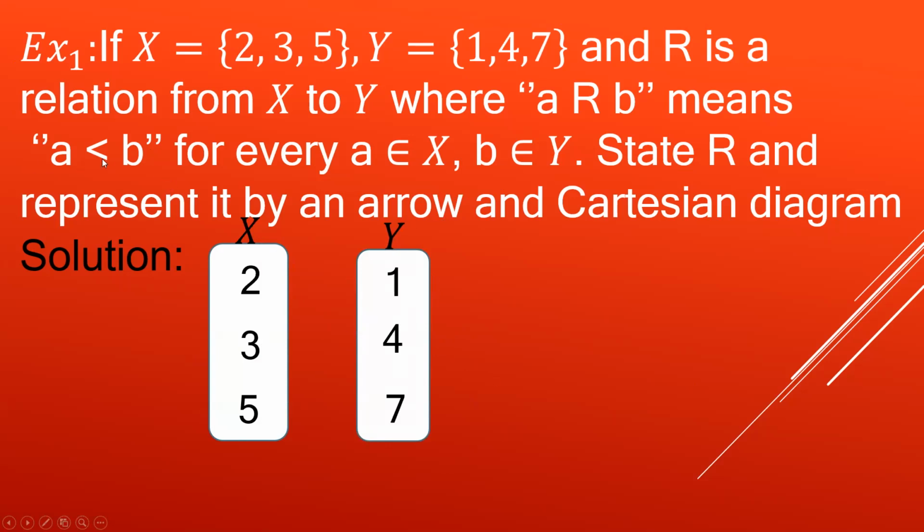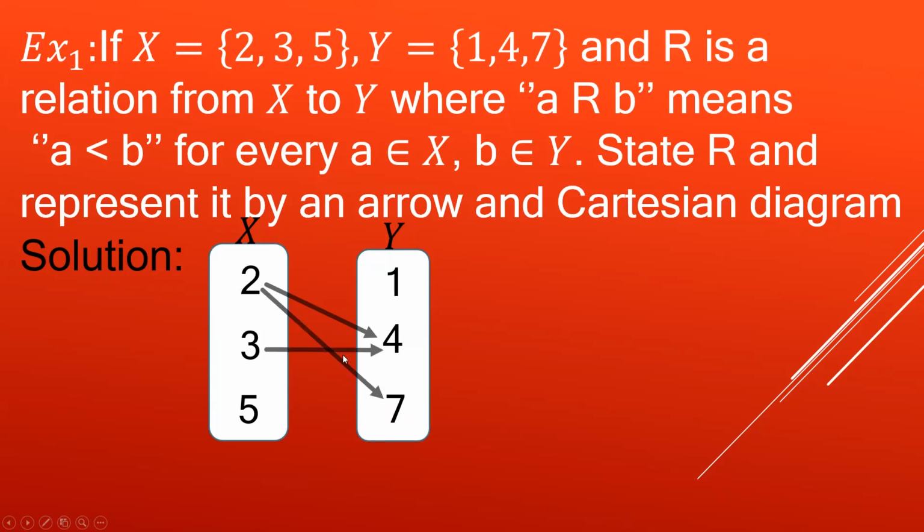Look at the condition here. A less than B means the first projection must be less than the second projection. The first element in the first set is 2, and we know that 2 is less than 4, so we need to draw an arrow from 2 to 4. And also 2 is less than 7, draw an arrow from 2 to 7.